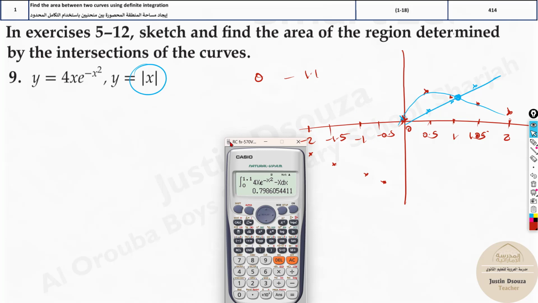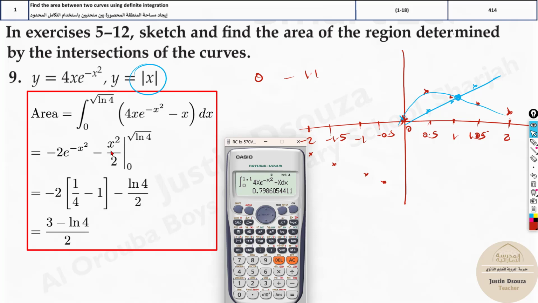Now you will have 4 options, right? Whichever is very close to this will be the correct answer. See, let's write this answer over here: 0.7986. All the 4 answers will be different, okay? Now here, (3 minus ln 4) divided by 2. What's the answer here? 0.806, which is very, very close to the answer we got because we did not take the accurate value. And over here, they must give you the benefit of the doubt because there's no way you can graph it accurately. So in my personal opinion, this problem may not come.